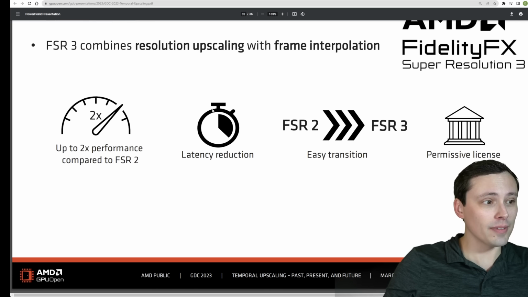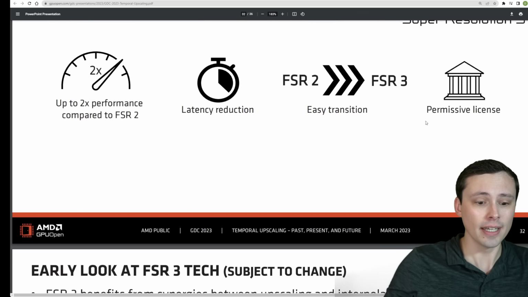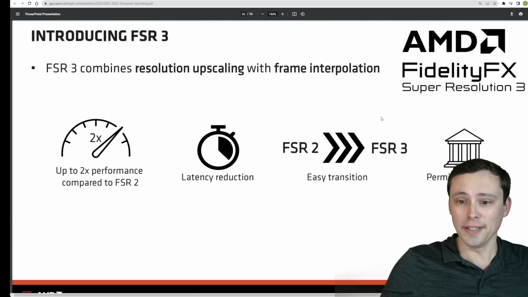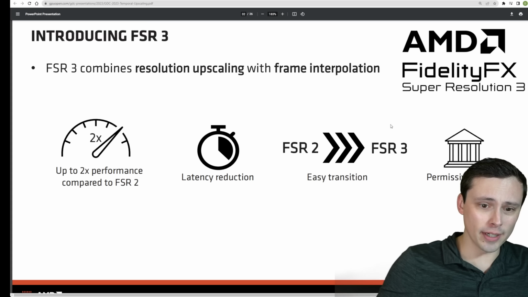And then they say latency reduction, and they're saying that FSR2 to FSR3 will be an easy transition for developers, and it will have a permissive open source license, which I think is the best thing about it, really. Is how open it is, right? Open source, it runs on so much hardware.